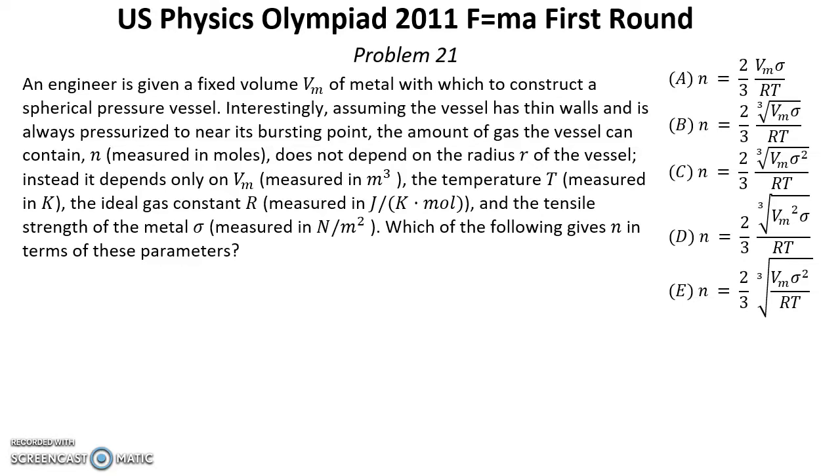Instead, it depends only on volume, measured in cubic meters, the temperature, T, measured in kelvins, the ideal gas constant, R, measured in joules per Kelvin moles, and the tensile strength of the metal, sigma, measured in Newton per square meters, same as pressure. Which of the following gives N in terms of these parameters?